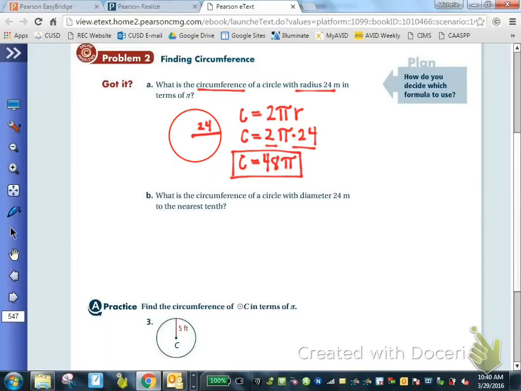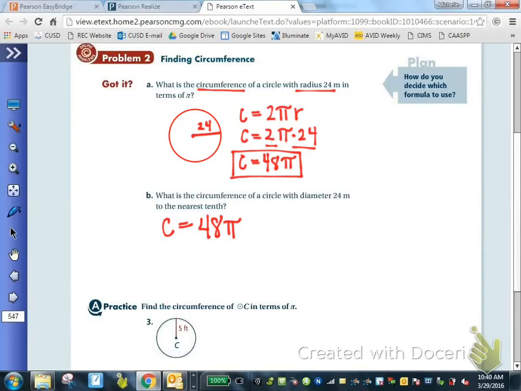But then they want to know what is the circumference of a circle with diameter 24 meters to the nearest tenth. So, if I have 48 pi, all I have to do is use the pi symbol on my calculator, or 3.14. So, 48 pi gives me, well, that didn't work. 48 times pi.